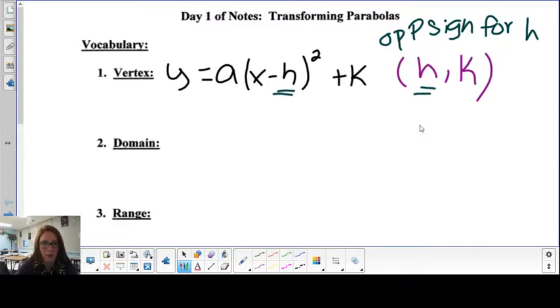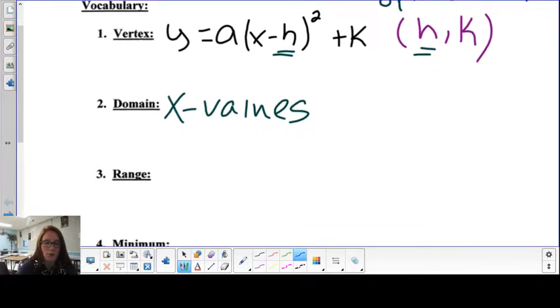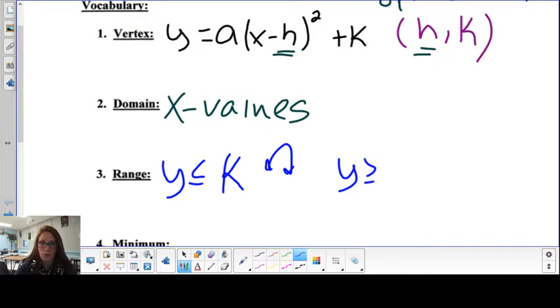Your domain are your x values. Your range deals with your y values, and most specifically, you're either going to have y is less than or equal to something, and that something is going to be the k of your vertex. That'll be if your parabola opens down. Or your range will be y is greater than or equal to your k value if your parabola opens up. We'll talk about that once we really get working. It probably makes no sense right this second, but trust me, it'll be up or down based on that value.